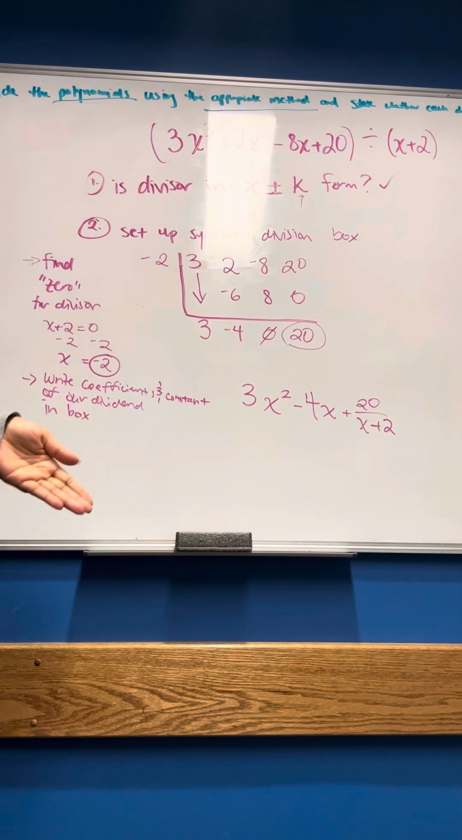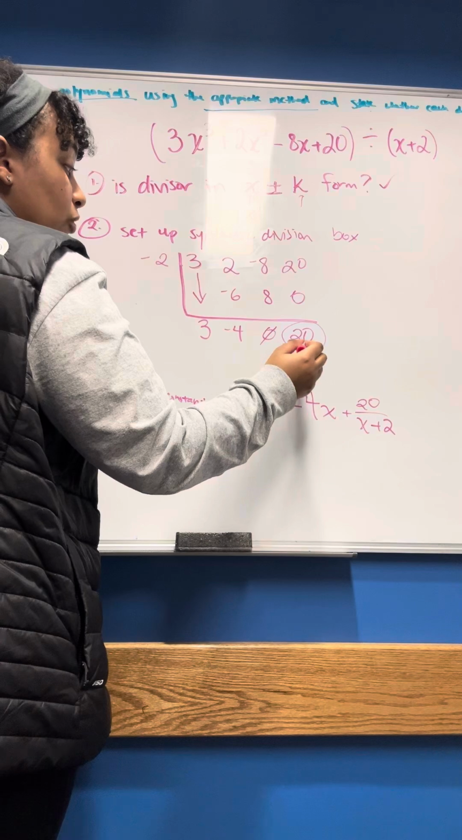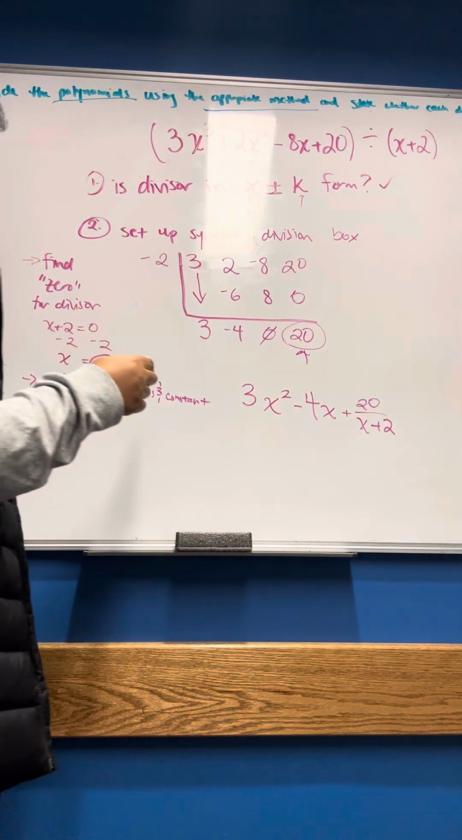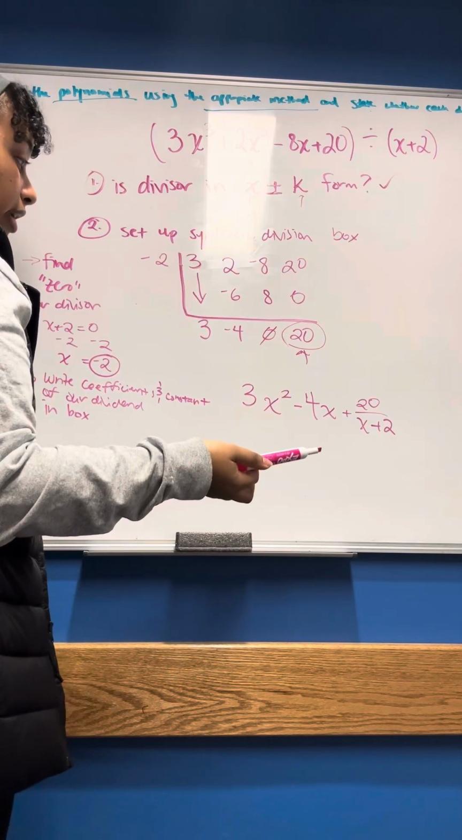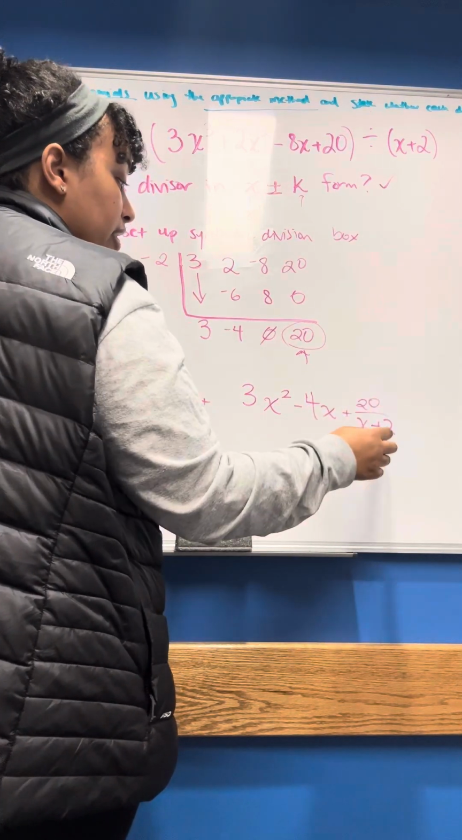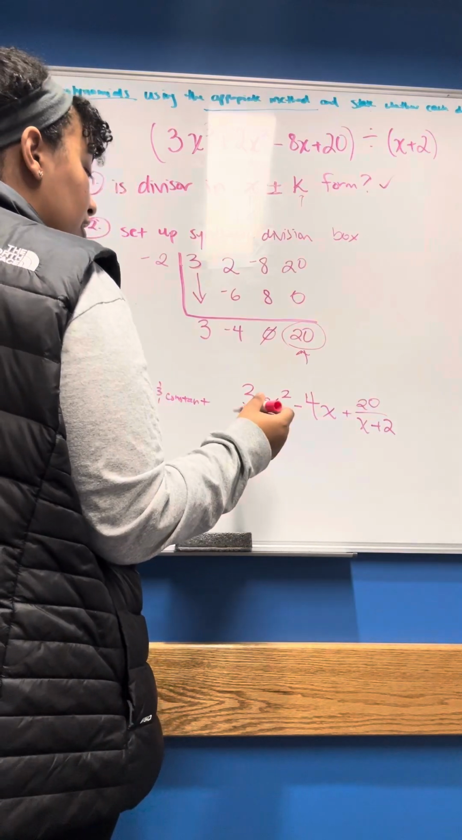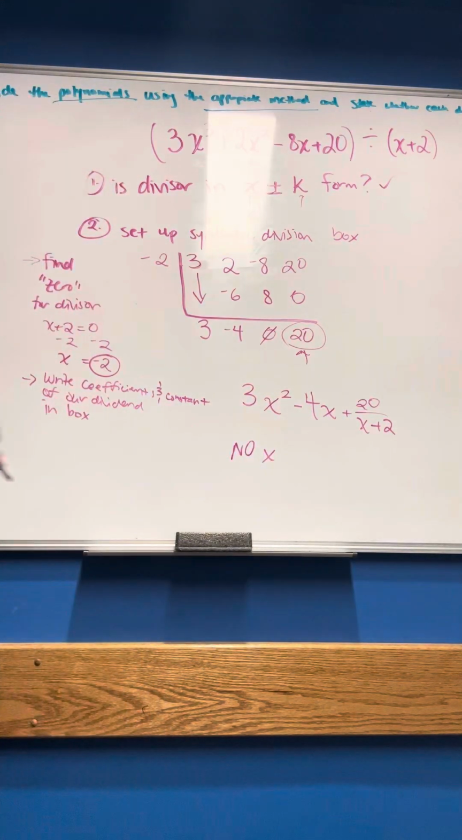The second part says, and state whether each divisor is a factor. Is there a remainder? Yes, our remainder is 20. If the remainder is anything other than 0, then it is not a factor. The divisor is not a factor, okay? Because we have this remainder of 20 over x plus 2, okay? So, no, it's not a factor, all right? That's it.